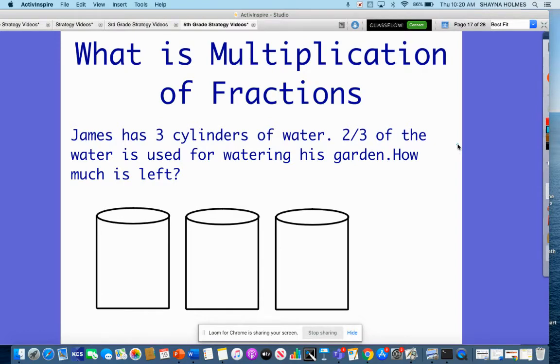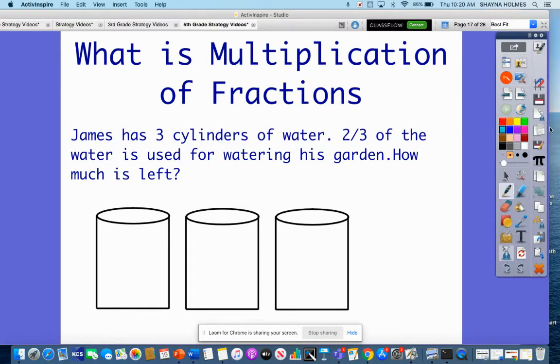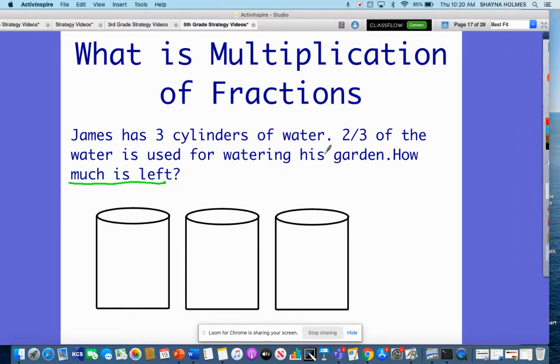2/3 of the water is used for watering his garden. How much is left? Something very important is to not get this confused with subtracting fractions. It says that he has 3 cylinders of water and then 2/3 of the water. When you see this "of," it's going to mean that you're going to multiply, because we're looking for the value of 2/3 within these 3 cylinders of water.